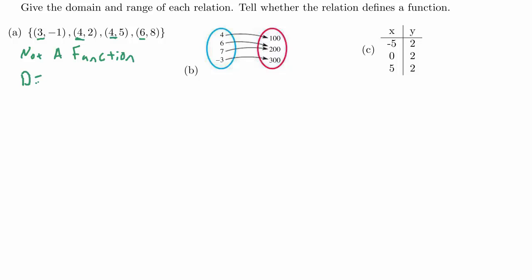That also allows me to write down the domain. The domain 3, 4, 6. So 3, 4, 6. Remember, do not repeat any of the numbers. Now look at the range. The range, -1, 2, 5, and 8, come from the y's. So your range is -1, 2, 5, 8.